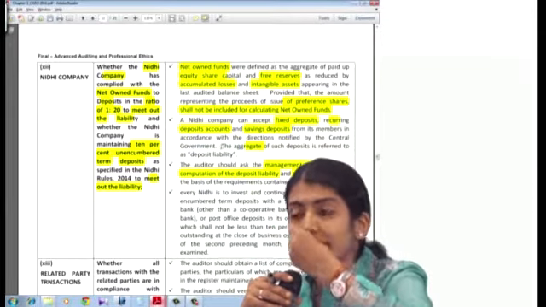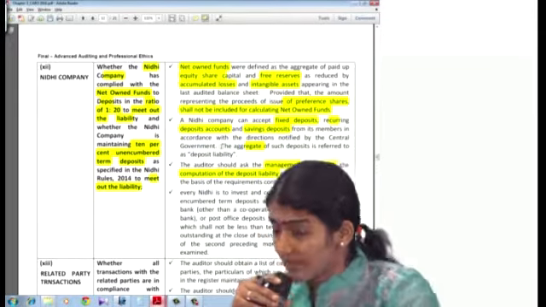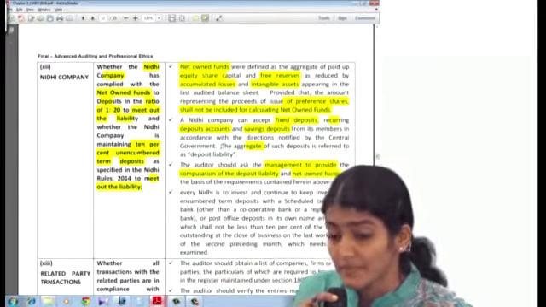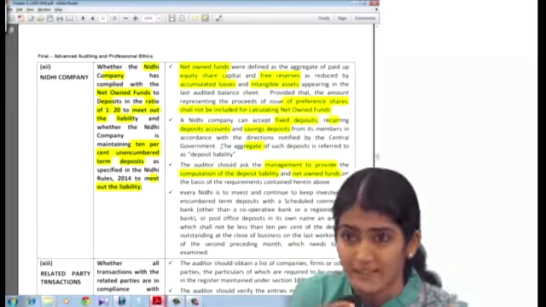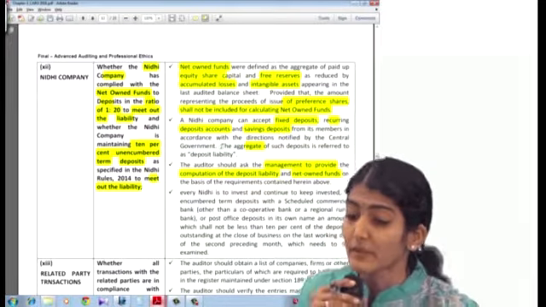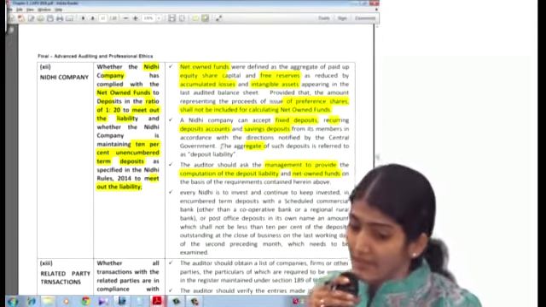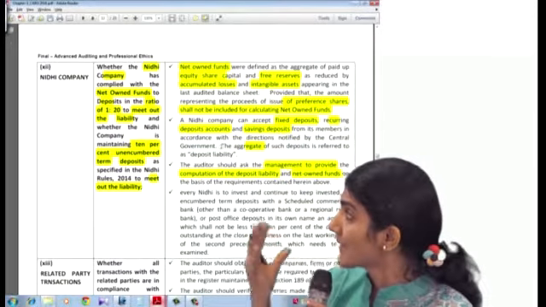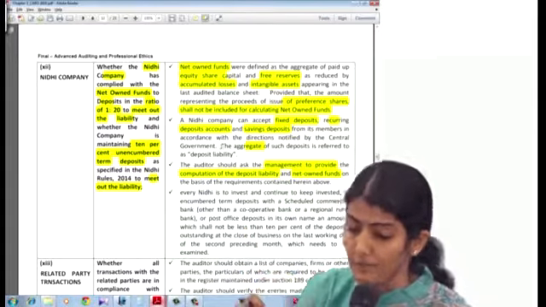Net owned funds means equity plus the free reserves of the company minus the accumulated losses and the intangible assets, and preference shares not to be considered. And for deposits, what does it say? Fixed, recurring and savings. All three deposits are to be considered. And then you have to ask the management to provide you with the computation.